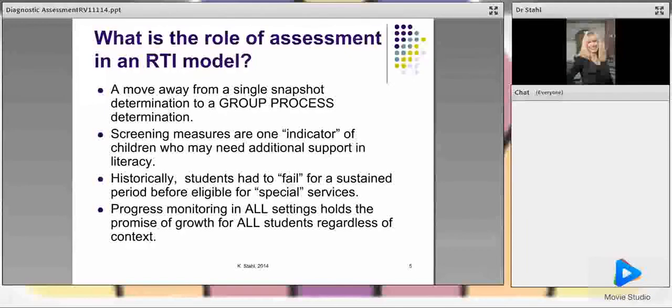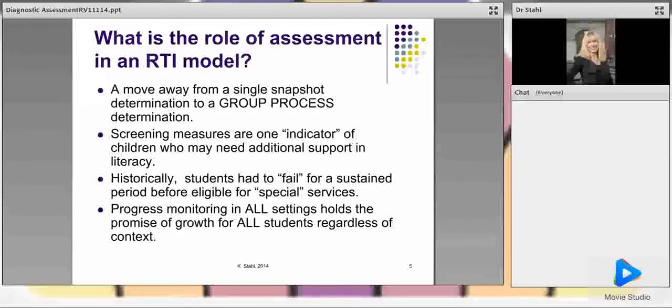Typically, children had to fail for a period of time before they would be eligible. So, for example, when we were using that IQ and achievement discrepancy model, typically that kind of discrepancy would not be able to be identified until about third grade. And so that meant that by the time children were identified for special ed, there were wide gaps in their achievement that were very difficult to make up.